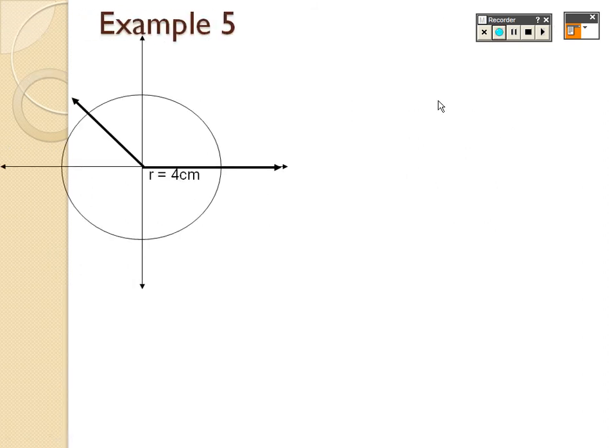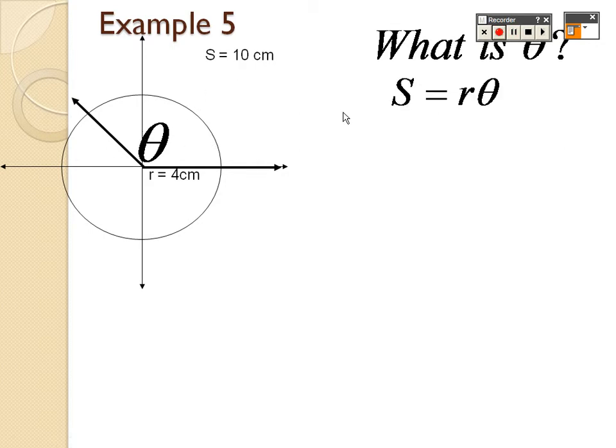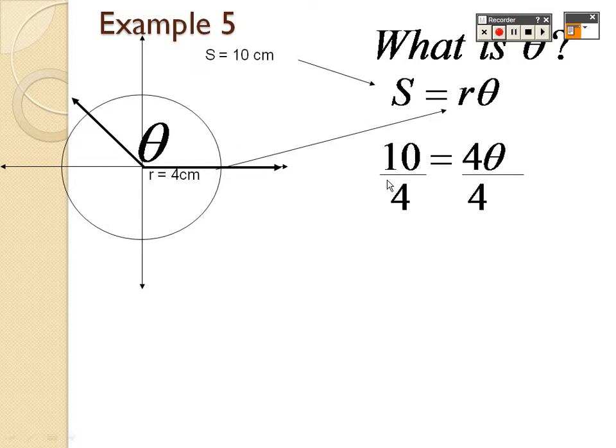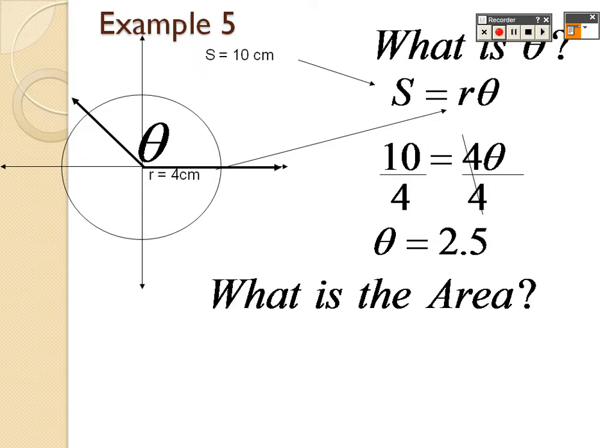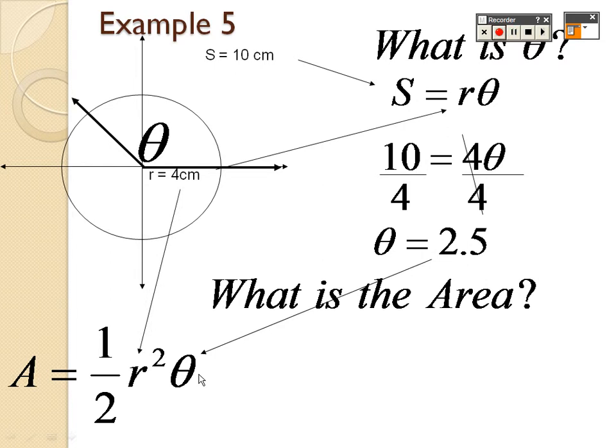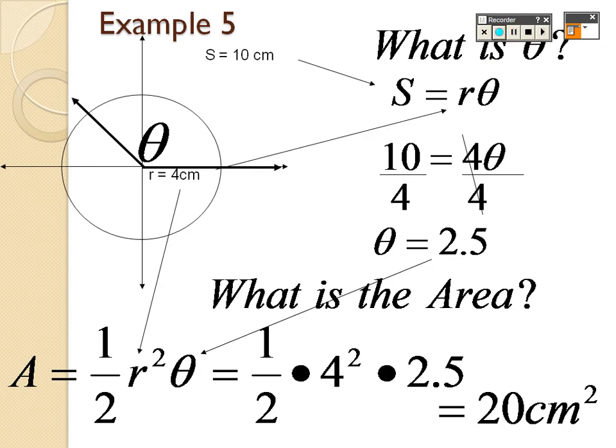So, taking a look here, if the radius is 4, and we know that the length is 10, and I want to find theta, here's what you do. Put a 10 in there, put a 4 in there, divide by 4, and I find out that theta is about 2.5 radians. Find the area. Now that I know what theta is, I know the radius is 4, so I plug a 4 in there, and I know that that's 2.5. So I just plug in what I know, 1/2 times 4 squared times 2.5, and I end up getting 20 centimeters squared.